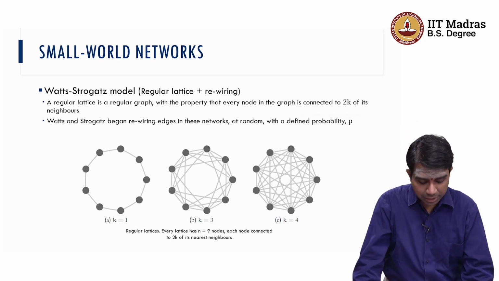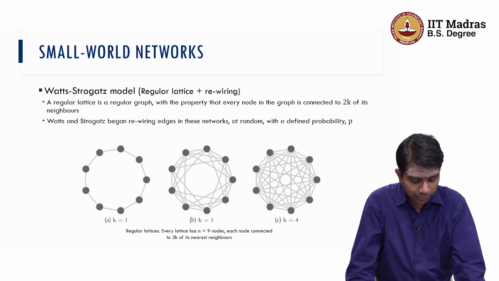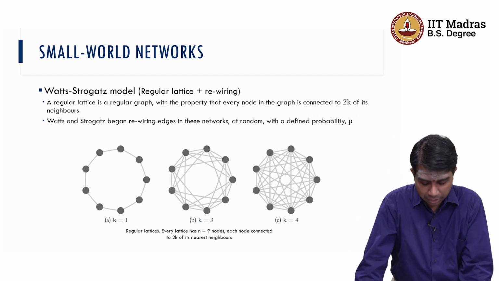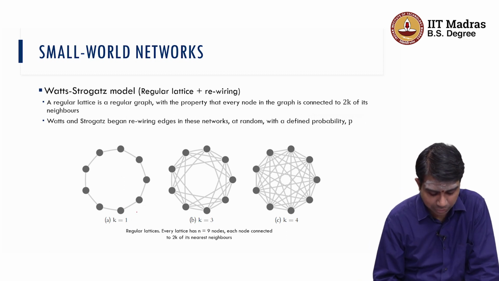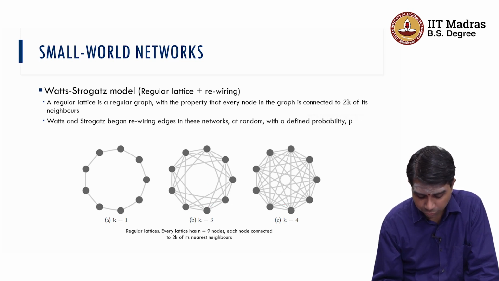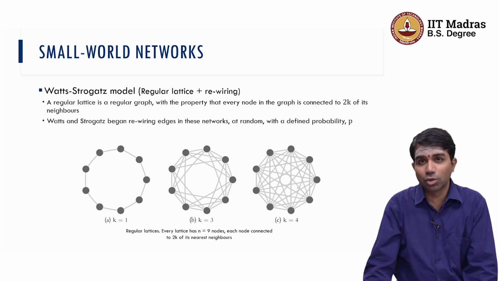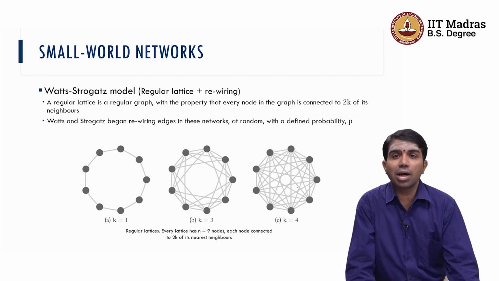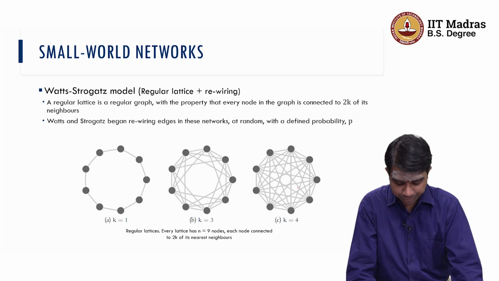Just to recap again, you have 3 different regular lattices on your screen. In the first one, k equals 1, which means every node has a degree of exactly 2. Here k equals 3, so every node has a degree of exactly 6. Here k equals 4, where basically every node is connected to every other node. There are only 8 other nodes in the graph. There are a total of 9 nodes. So every node is connected to all the 8 remaining nodes.